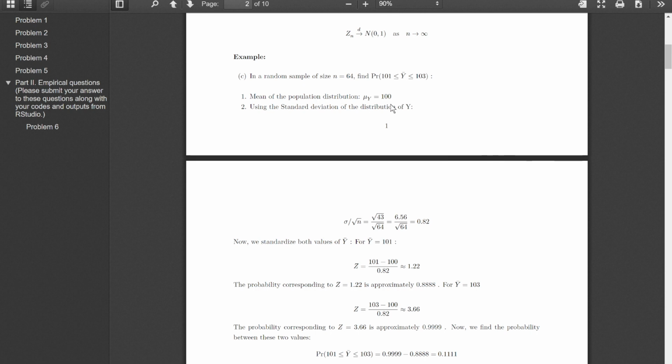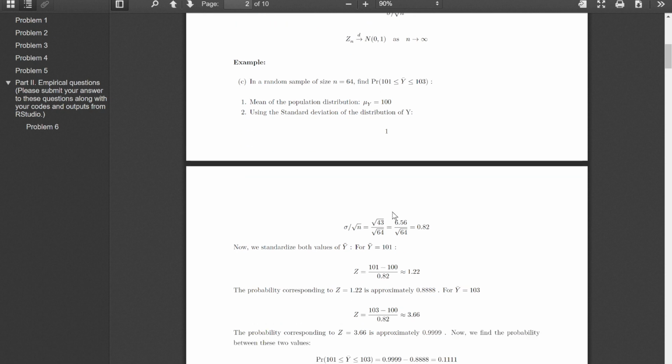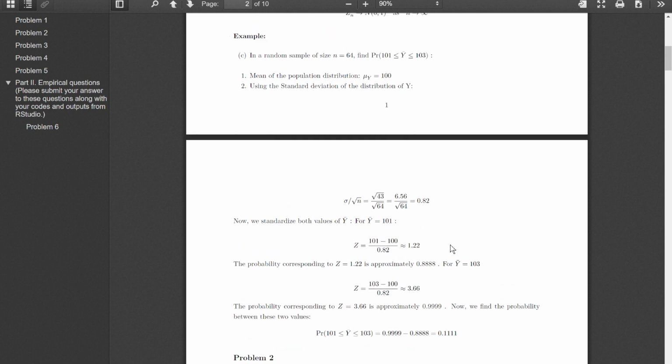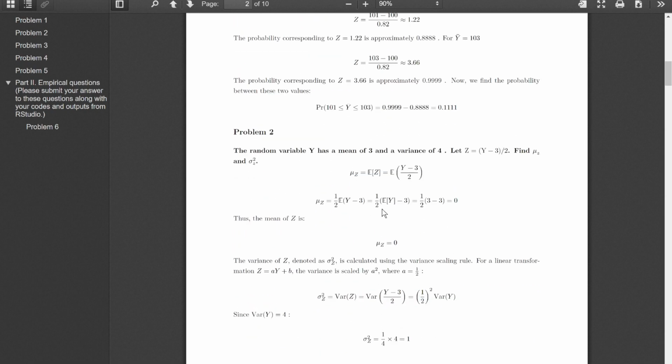You use the formula here and find your z-score, and then you find the z table and the probability corresponding to z equals 3.66 is approximately here. So use this 3.66 minus 1.22, and you get the probability in between those two.